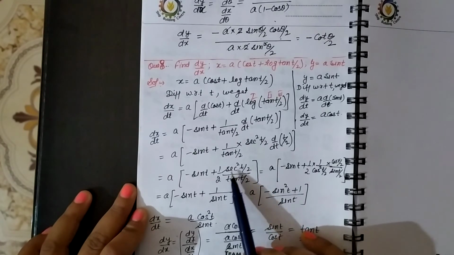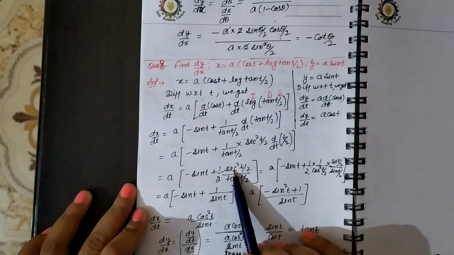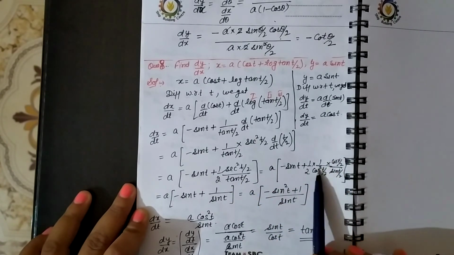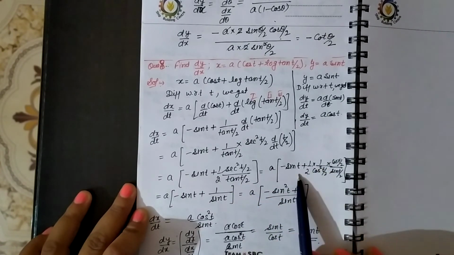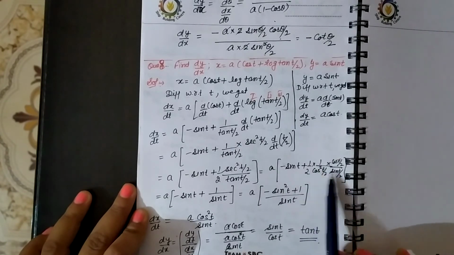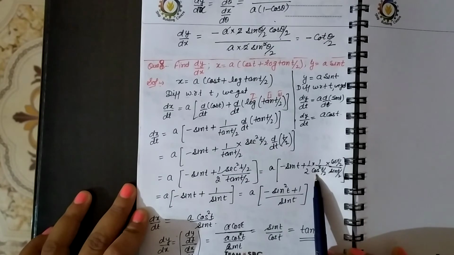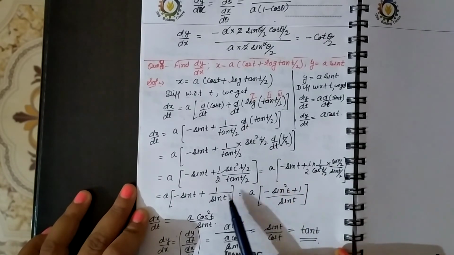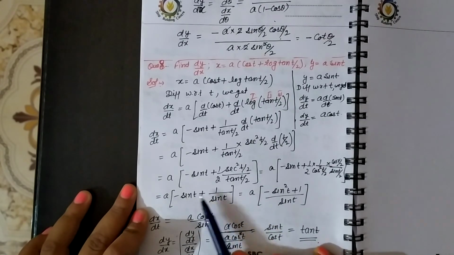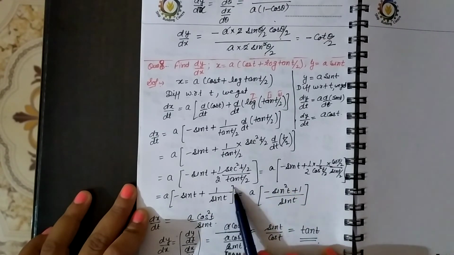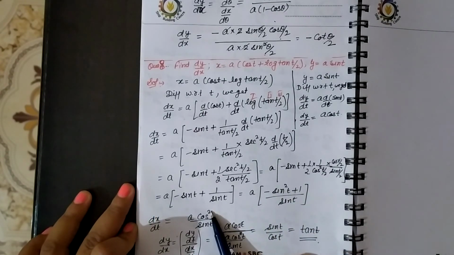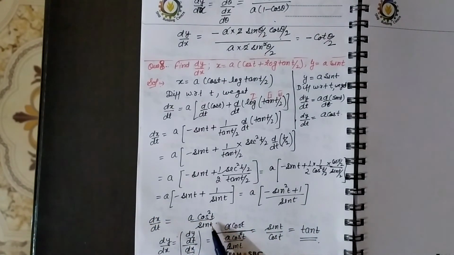Now open this term. What is secant theta? 1 upon cos square theta. And what is tangent? Sin upon cos. Some terms cancelled. 1 cos is cancelled with 1. Then it becomes 1 by 2 sin t by 2 cos t by 2. Now what is this? 2 sin t by 2 cos t by 2, that is sin t. So put here, it becomes 1 upon sin t. Now multiply taking LCM. It becomes minus sin square t plus 1 upon sin t. Now what is 1 minus sin square t? That is cos square t according to formula. So it becomes a cos square t upon sin t.